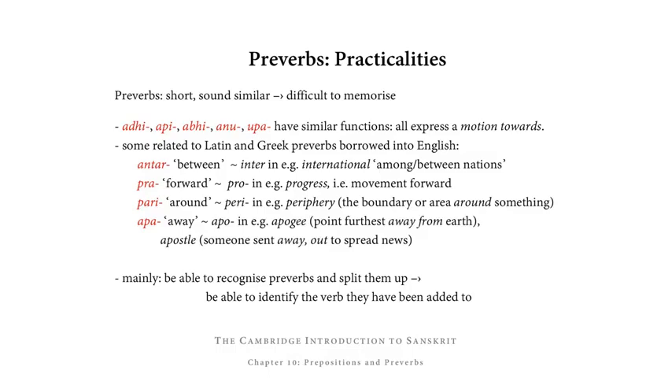And perhaps not as helpful because not as common a word, apa, meaning away, is related to apo in words such as apogee or apostle. Apogee is the point furthest away from Earth that any planet in our solar system can take. So, for example, when Mars in its orbit is on the other side of the Sun, that might be its apogee, its point furthest away from Earth. Whereas an apostle is literally someone who is sent away or sent out to spread news and so on. So apa related to apo in words such as apogee and apostle.